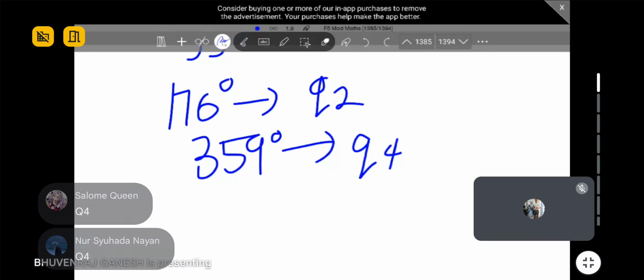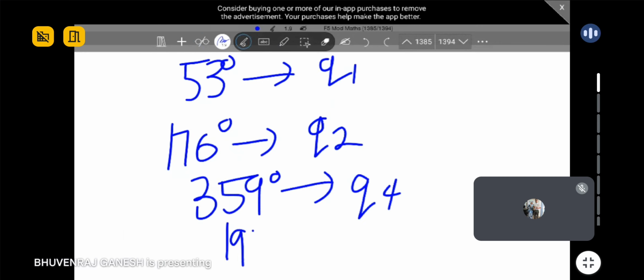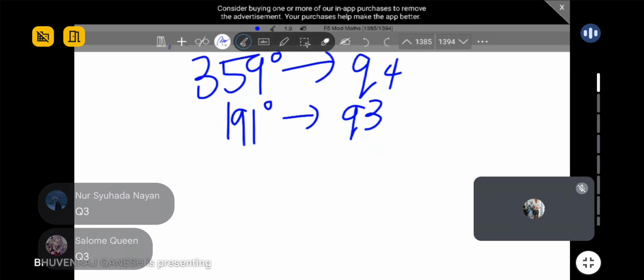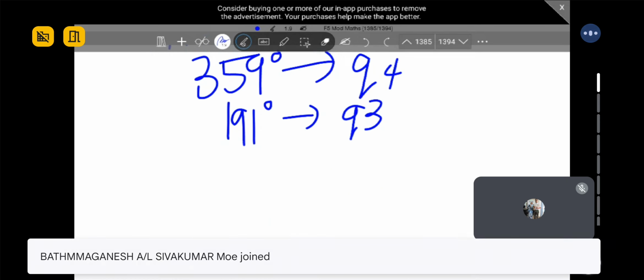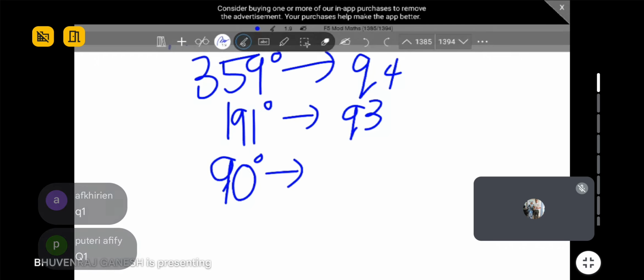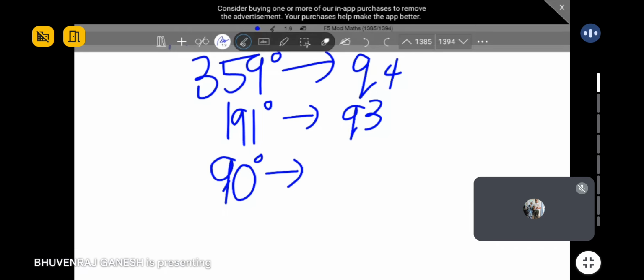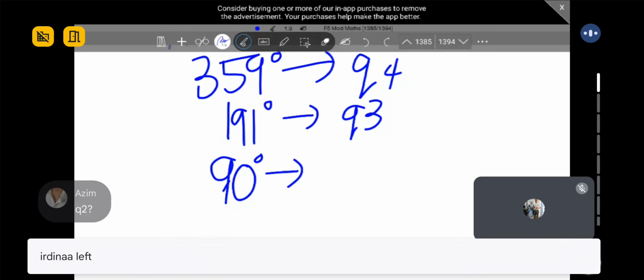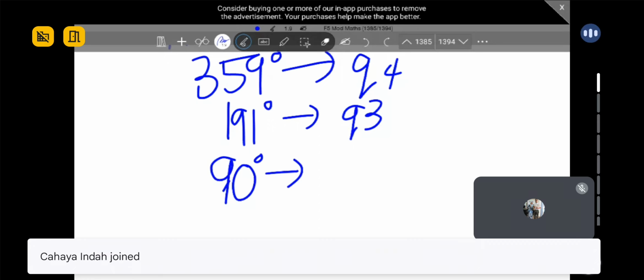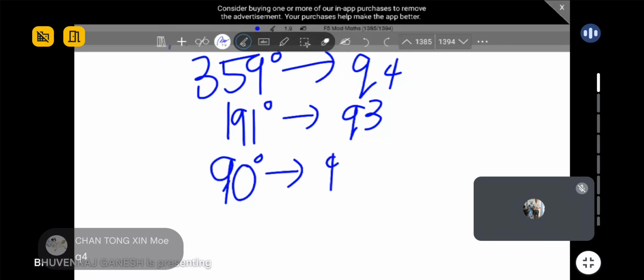Let me think. 191. Quadrant keberapa? Very good. Q3. This test you pass already. Second level. Let's say I give you 90 degrees. Quadrant keberapa guys? Cuba teka. Salah. Semua salah. All wrong. Not quadrant 1. Siapa tahu apa jawapan dia? Salah juga. 2 also wrong. The answer is, how can be quadrant 4? Cannot.